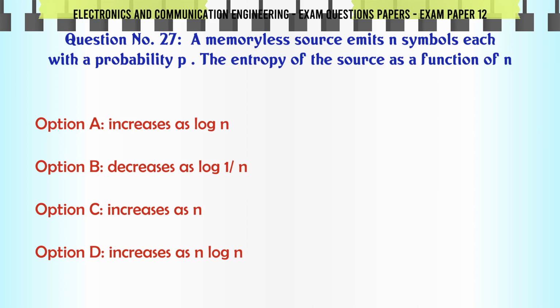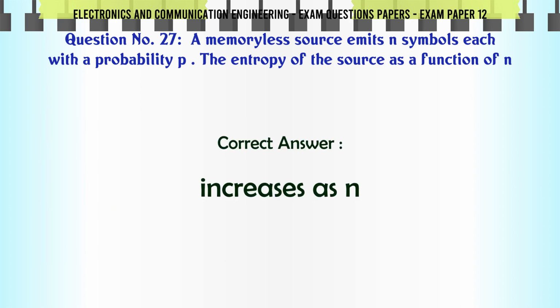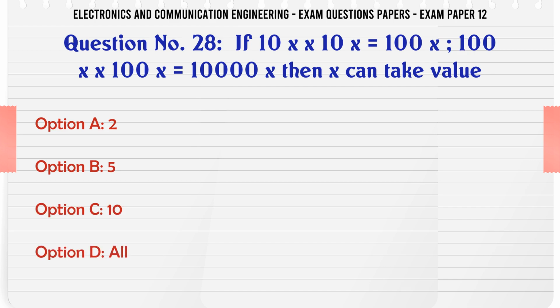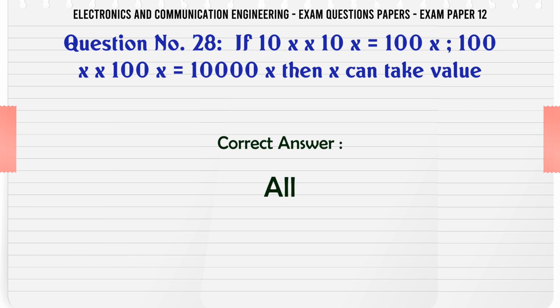A memoryless source emits n symbols each with a probability p. The entropy of the source as a function of n: A) increases as log n, B) decreases as log 1/n, C) increases as n, D) increases as n log n. The correct answer is increases as n. If 10^x times x equals 10^x, 100^x times x equals 100^x, 10,000^x, then x can take value A) 2, B) 5, C) 10, D) all. The correct answer is all.